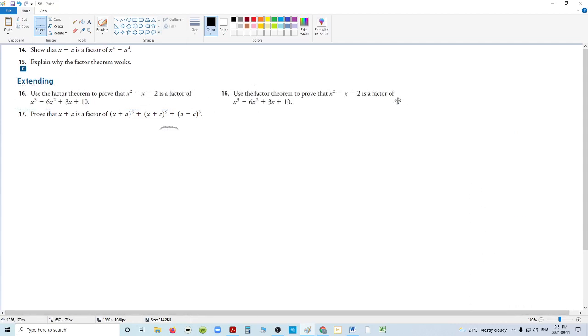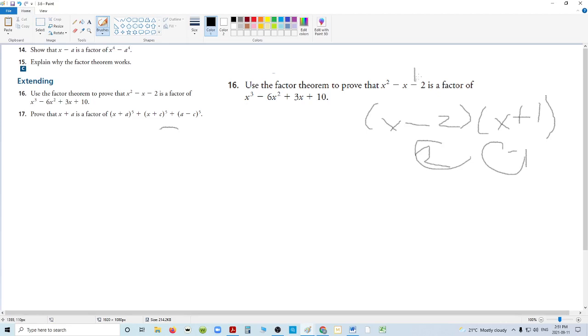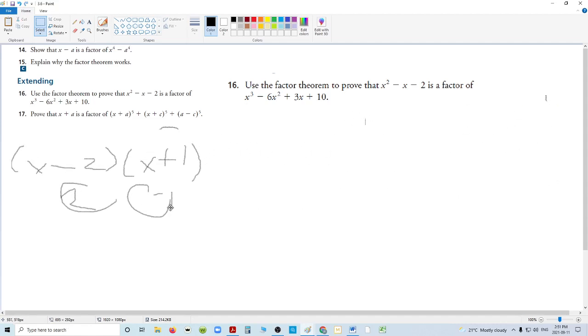Use factor theorem to prove that this is a factor of that. And the secret here is you might say, well, I can't use factor theorem for this, except that you're going to notice that the factors of this up here are x minus 2 and x plus 1, which means if minus 1 and plus 2 go into synthetic division, then this is definitely a factor. So you have to sort of prove it twice. So we're proving it for positive 2 and for minus 1.